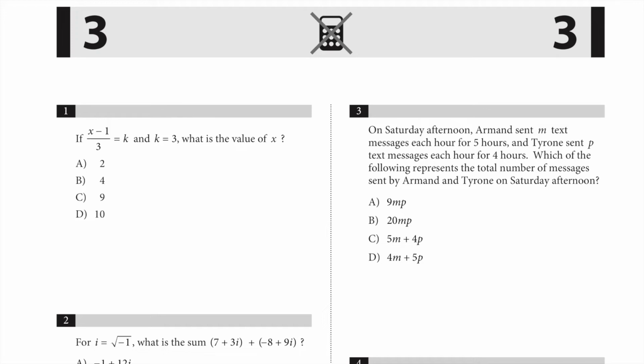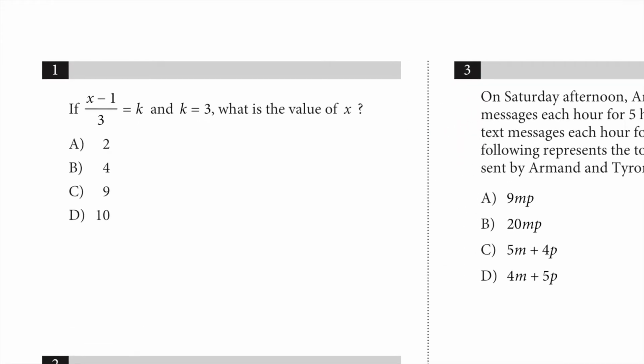This is the non-calculator math section from the 2015 practice SAT. So question 1, we have (x minus 1) divided by 3 equals k, and we know that k equals 3. So we can just plug 3 into the equation. We get (x minus 1) divided by 3 equals 3.